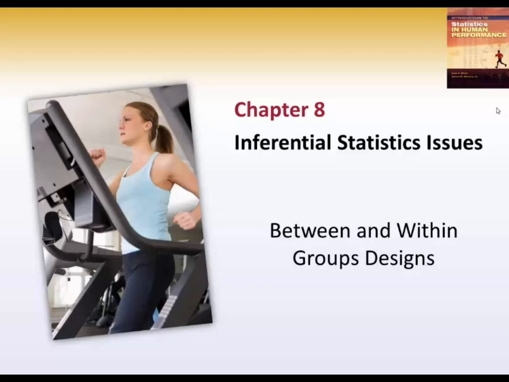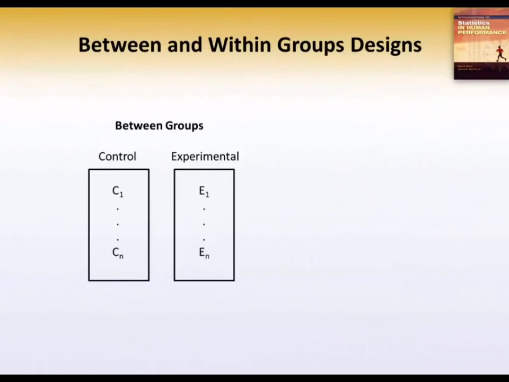Now that you've had exposure to your first inferential statistics test, the independent and dependent t-test, there are many issues and matters that come up in statistics, and we thought it would be a good time to talk about those now before the statistics become too complicated. The first one we'll talk about has to do with experimental designs. We're going to talk about the distinction between between groups designs and within groups designs.